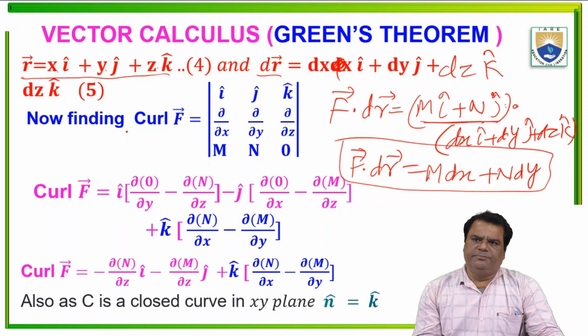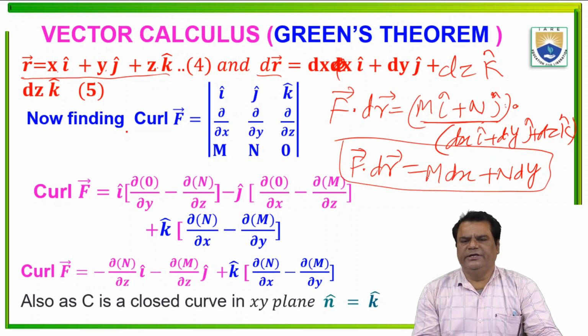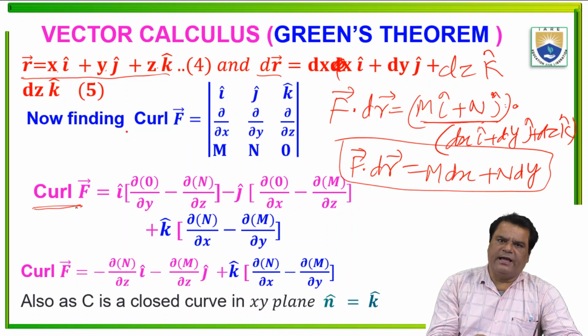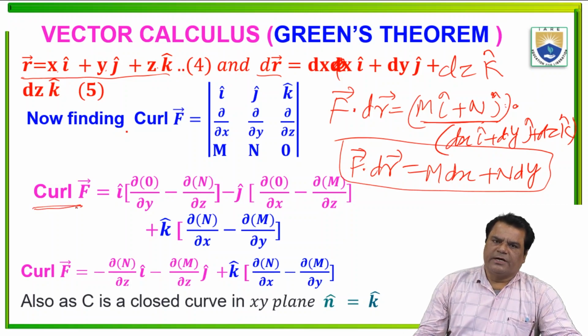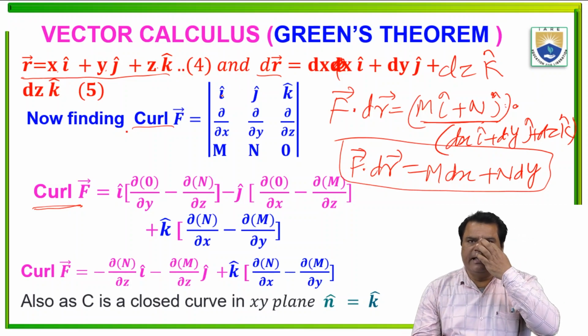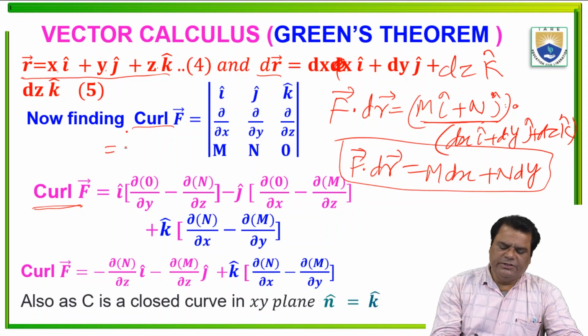This is the left side of the formula of Green's theorem. But on the right side, first we find curl F vector. Curl F means del cross F vector. This is a product function.